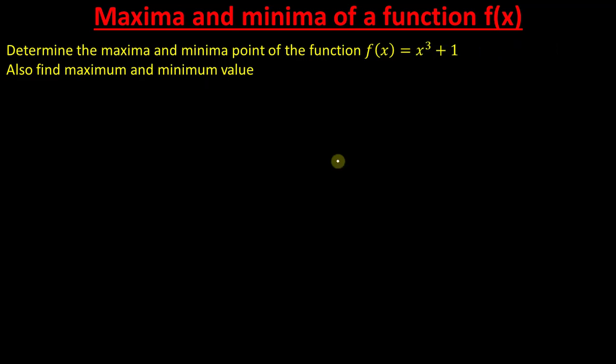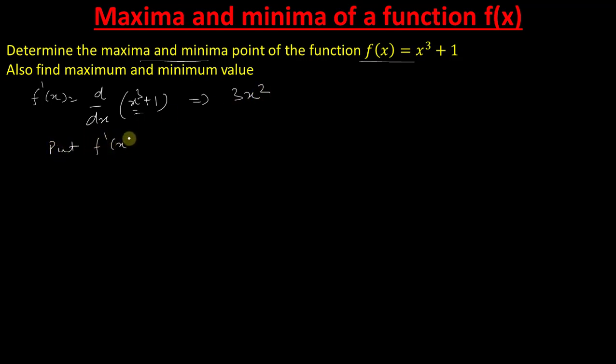Now let us see: determine the maxima and minima point of the function. Now we have f(x) is x cube plus 1. First find f dash x. It is dy by dx of x cube plus 1, which is equal to the derivative of x cube, which is 3x square. Now the second step is put f dash x equal to 0, 3x square is equal to 0, which gives x square is equal to 0. So x is 0, we have only one value, x is 0.